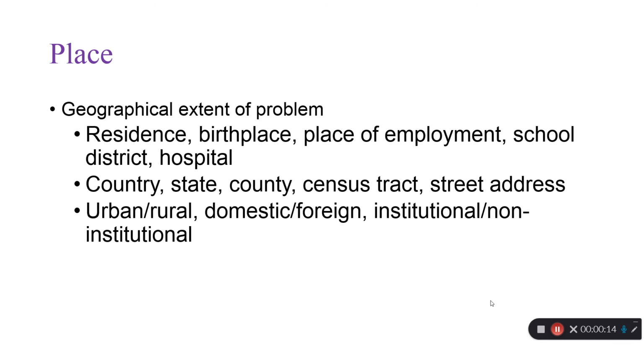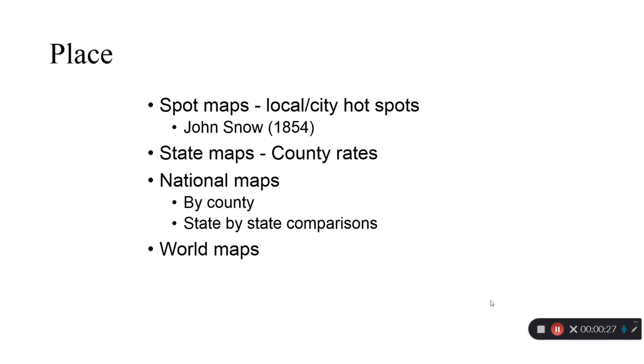The residence of somebody, the birthplace, the place of employment, the school district, or the hospital. Country, state, county, census tracts, street addresses. Even urban versus rural, domestic versus foreign, institutional versus non-institutional. The most common of these are things like spot maps, which we will go into here in a little bit, as well as state maps looking at county rates and country state rates, country rates, etc.